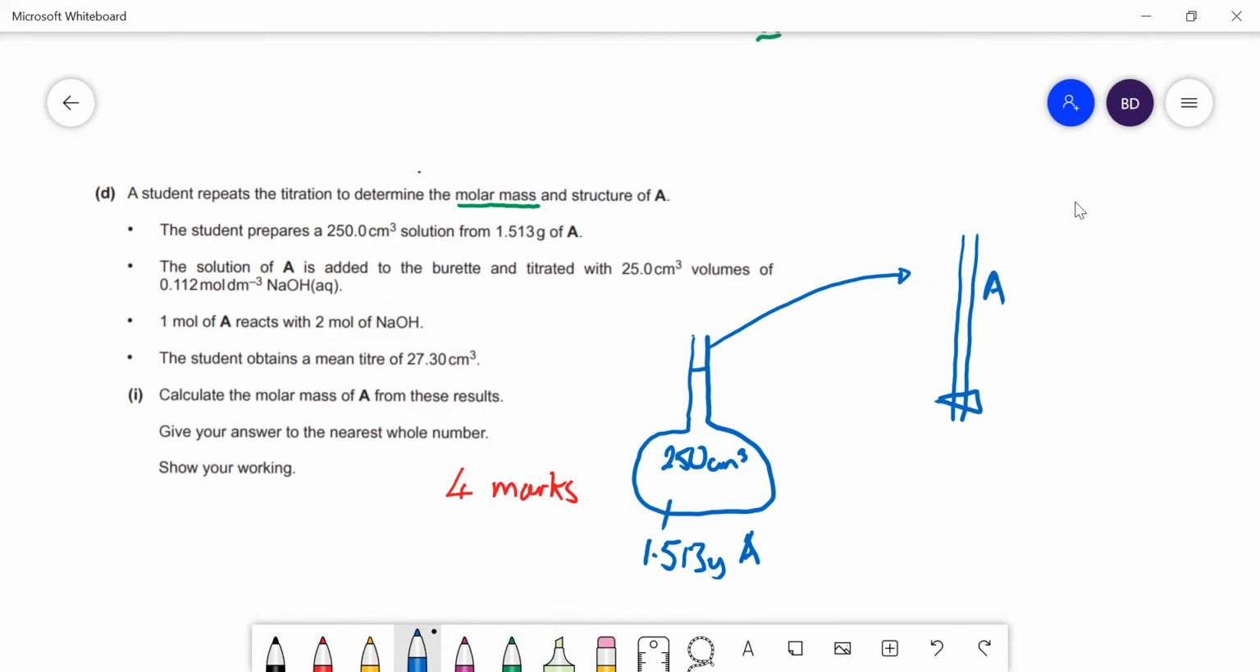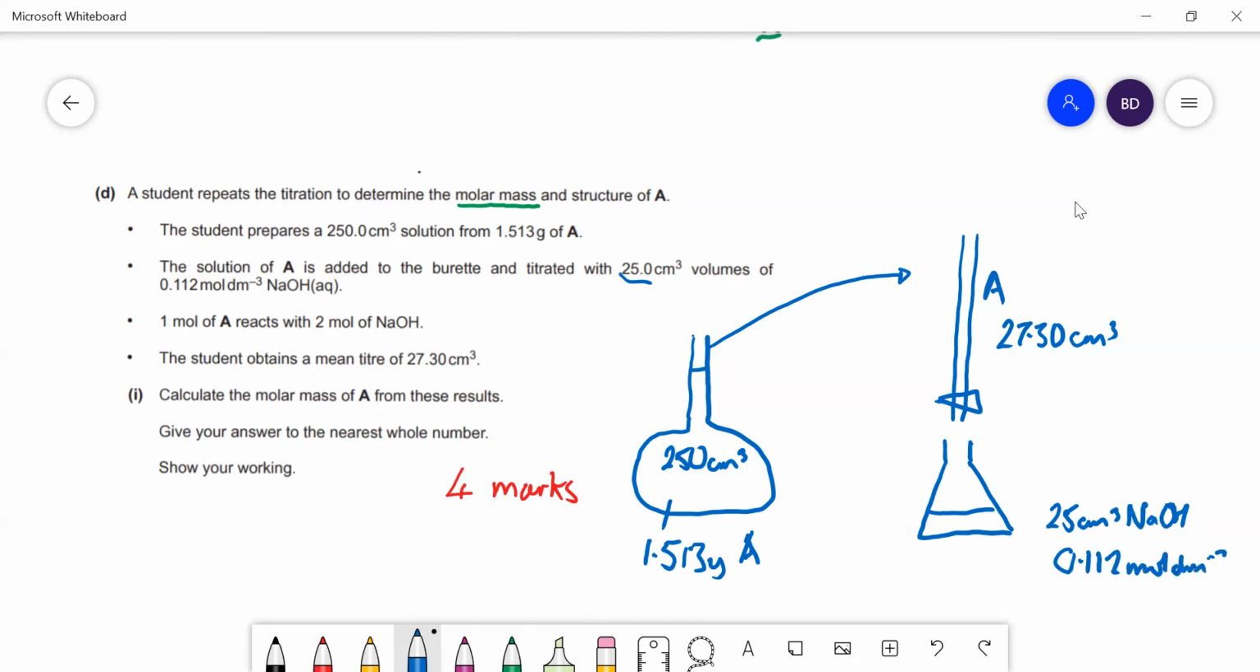And how much did he need? He needed a titer of 27.30 centimeters cubed of that. And he put this into, right, he had sodium hydroxide, 25 centimeters cubed of NaOH. And the concentration of that was 0.112 moles per decimeter cubed. Okay, calculate the molar mass of A.